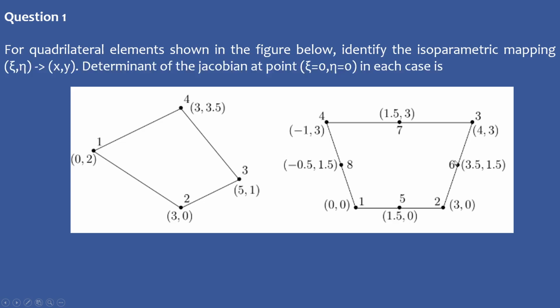Those who came late, just read the question. You have four quadrilateral elements shown in the figure below. You need to identify the isoparametric mapping from the xi eta coordinates to the xy coordinates, and accordingly find the determinant of the Jacobian at the point xi equals 0 and eta equals 0 in each case. So let's look at the question.